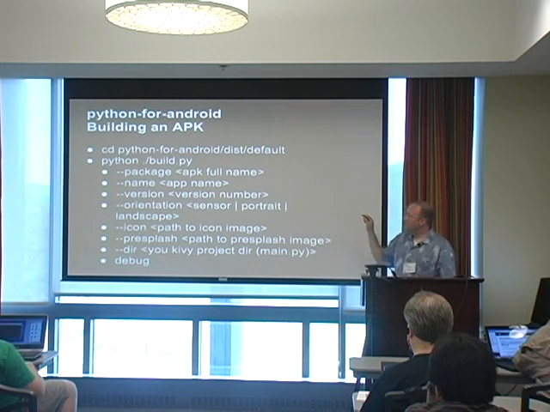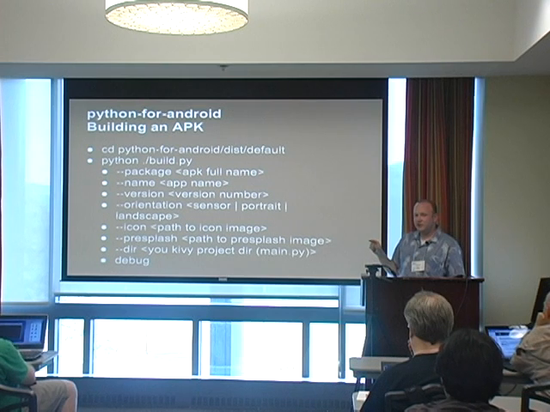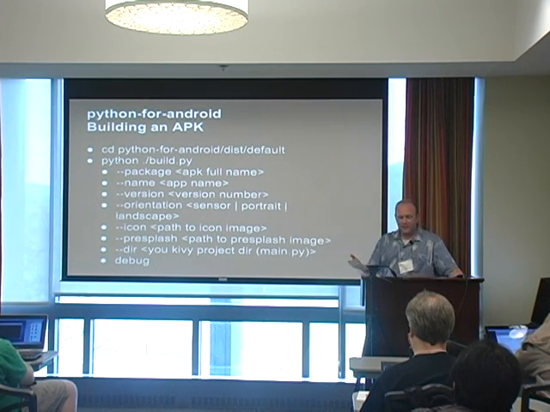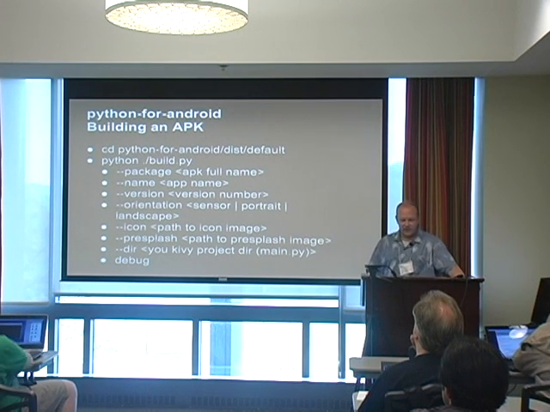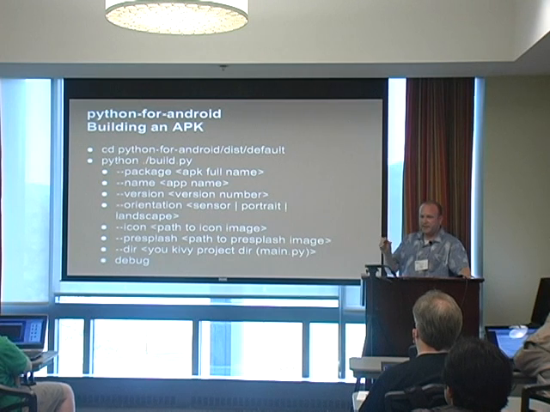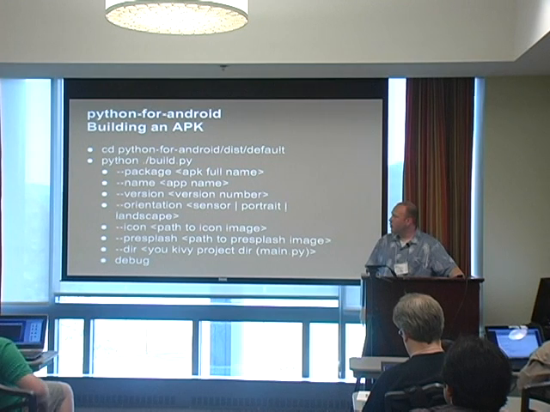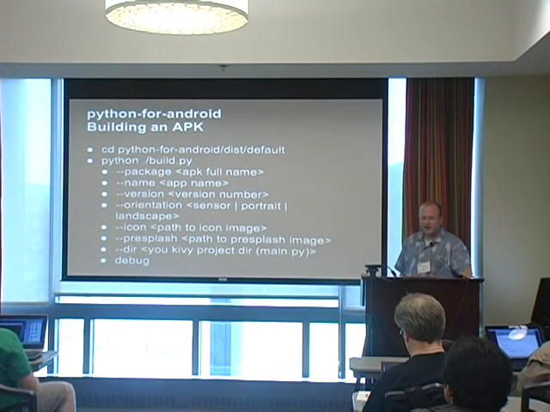Now when you create an APK, there's a lot of options that you can use, right? You need the package name, com.example.myapp, that sort of thing. You need the application name, so it could be PyOhio tutorial, the common name of your application. The version number, the orientation of your application.